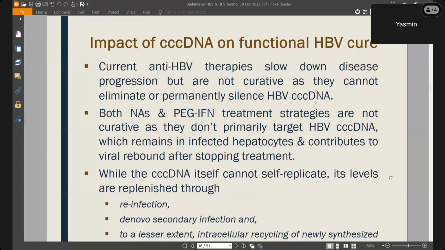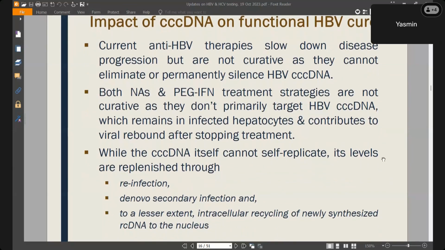All right. So what is its impact? Why are people very hyper about it? Well, basically, the Hep B therapies that we have currently, yes, it does slow down the disease progression. However, it's been found it's not curative. That means that's where you get your reactivation, that's where you get flare despite treatment. Why? Because of the inability to eliminate, or better yet, permanently silence this HBV cccDNA.